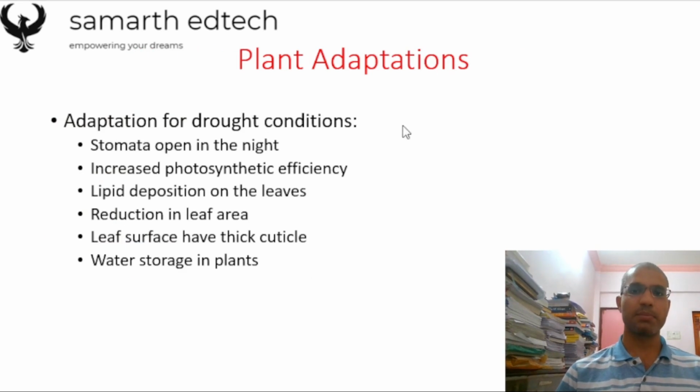Now the next concept over here is the plant adaptations. How the plants get adapted to different sorts of climate conditions that we wanted to study. And this is very much important because it was even asked in the previous forestry papers. The first one is the adaptation for the drought conditions. So what sort of new things generally plant adapts when they face the drought conditions? The first one is that the stomata gets open in the night. In the daytime, the stomata is generally closed and it opens in the night only. Then increased photosynthetic efficiency. The lipid deposition happens on the leaves so as to reduce the evaporation. Then the reduction in the leaf area happens again to reduce the evaporation of the water. Leaf surface have thick cuticles and the water storage happens in the plants and not in the roots. So this is your adaptation of the plants during your drought conditions.